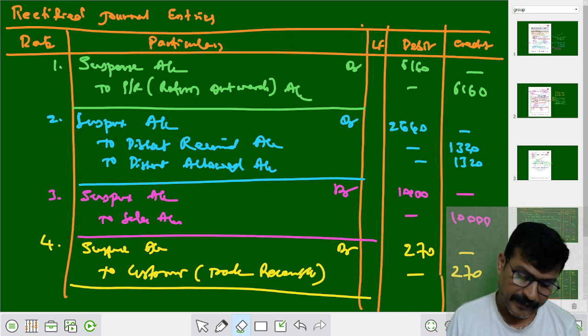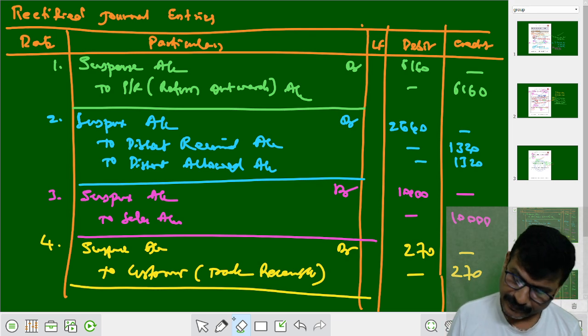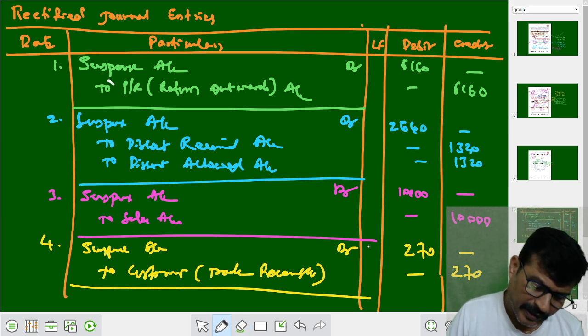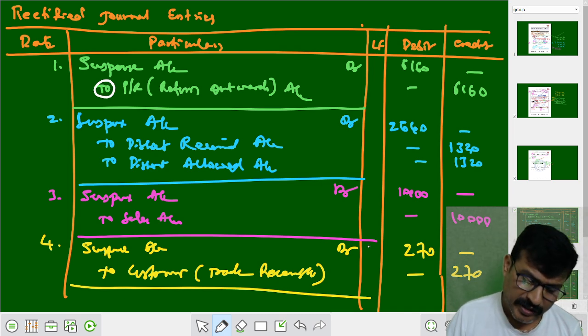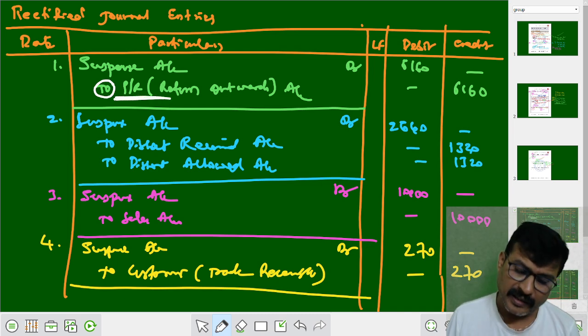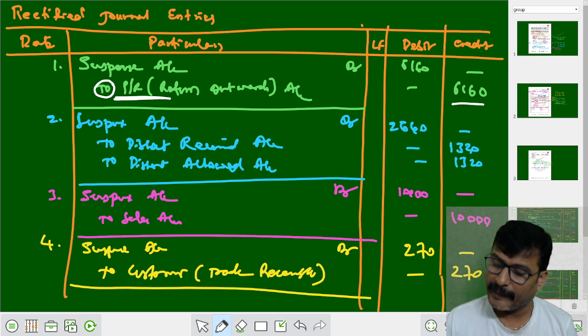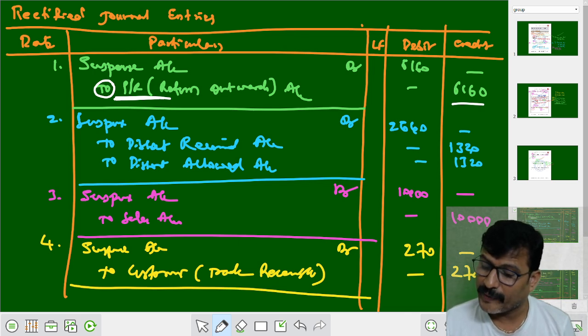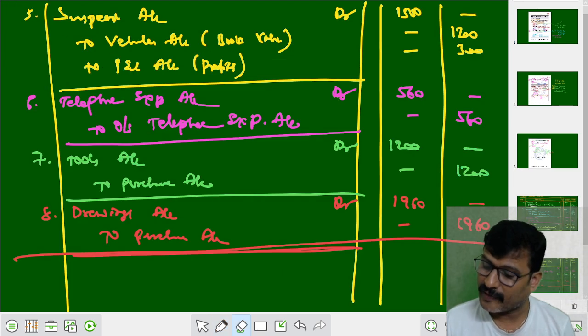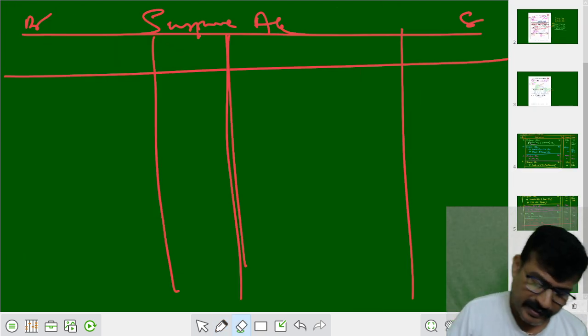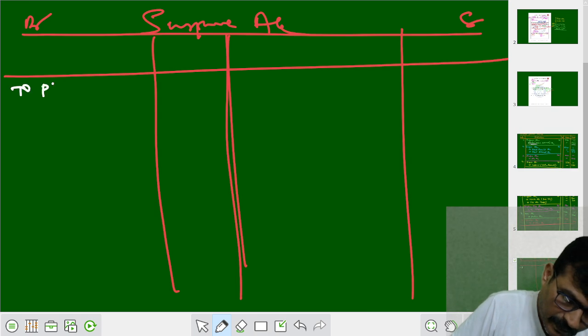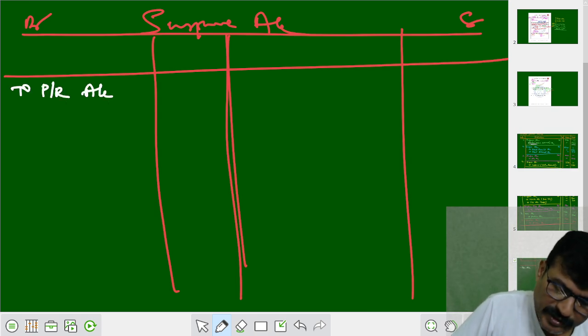See in the first entry, suspense account debit. See my dear student very carefully. Suspense account debit to purchase returns. Purchase returns is in the credit of journal. So it goes to where? Debit of ledger. So we have to write in the debit side of the ledger, that is to purchase returns account, amount is 6,160.